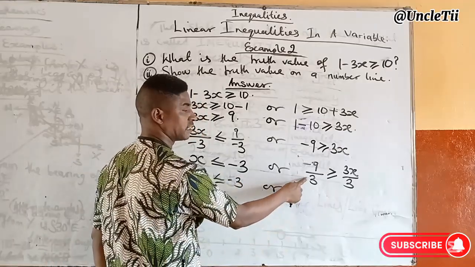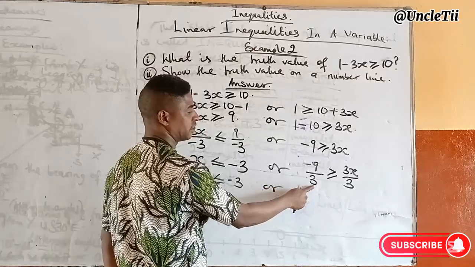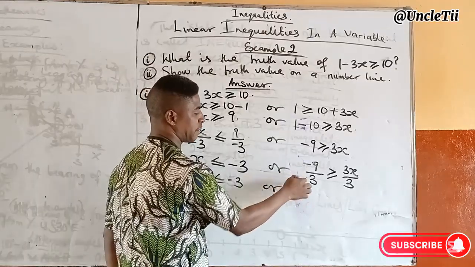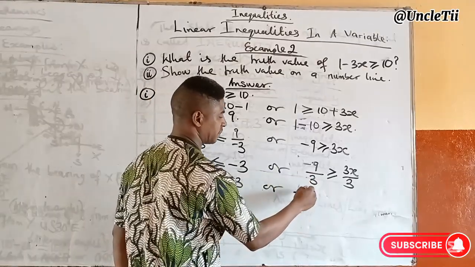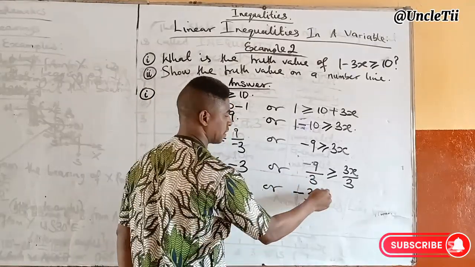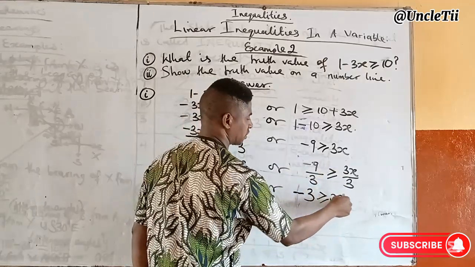Or, now there's a positive sign in front of 3. So we are dealing with minus divided by plus. Of course, it's minus. 9 divided by 3 is 3, greater than or equal to what's 3x divided by 3? Of course, it's x.